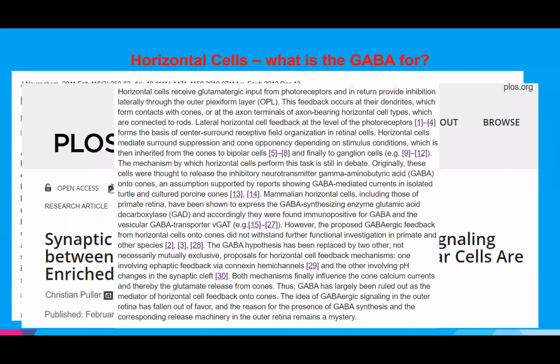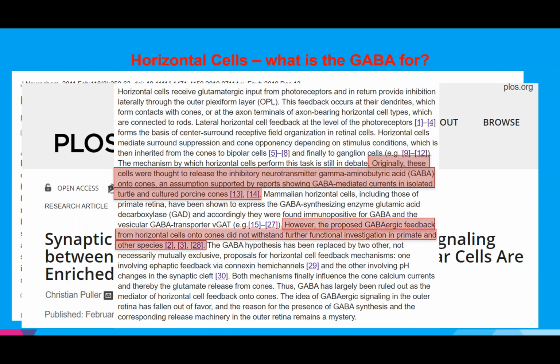And then let's look in one of these, and I'm going to just read here. Originally, these cells, horizontal cells, were thought to release the inhibitory neurotransmitter GABA onto cones, an assumption supported by reports showing GABA-mediated currents in isolated turtle and cultured porcelain cones. Okay, fine. However, the proposed GABAergic feedback from horizontal cells onto cones did not withstand further functional investigation in primate and other species. Thus, GABA has been largely ruled out as the mediator of horizontal cell feedback onto cones.